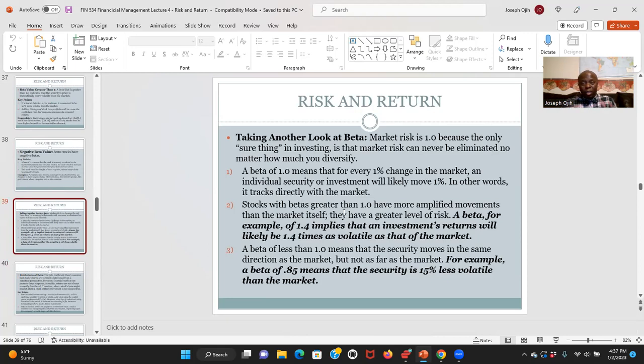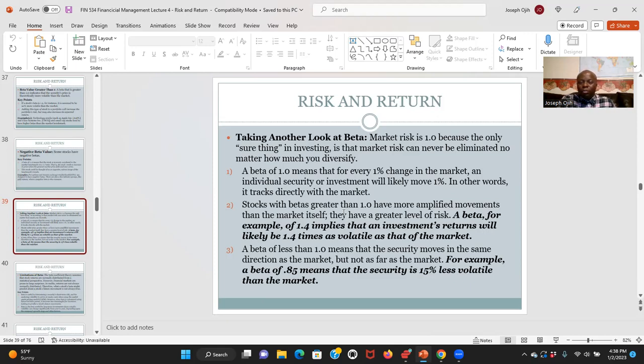Now let's take a quick look at what I have covered so far. The market has a beta of 1.0. Why? Because the only sure thing in investing is that we cannot eliminate market risk, no matter how much you try to diversify. So that's why the market has a beta of 1. Now, a beta of 1 means that for every 1% change in the market, the individual security or investment will likely move 1%.